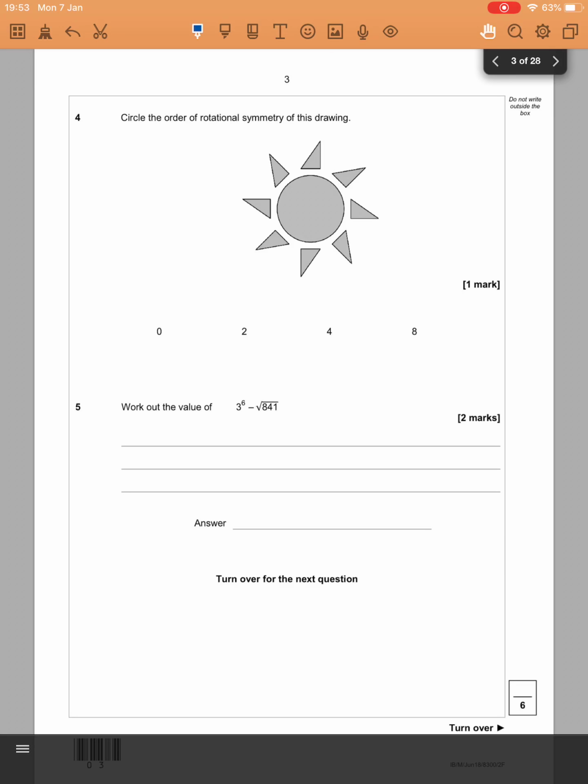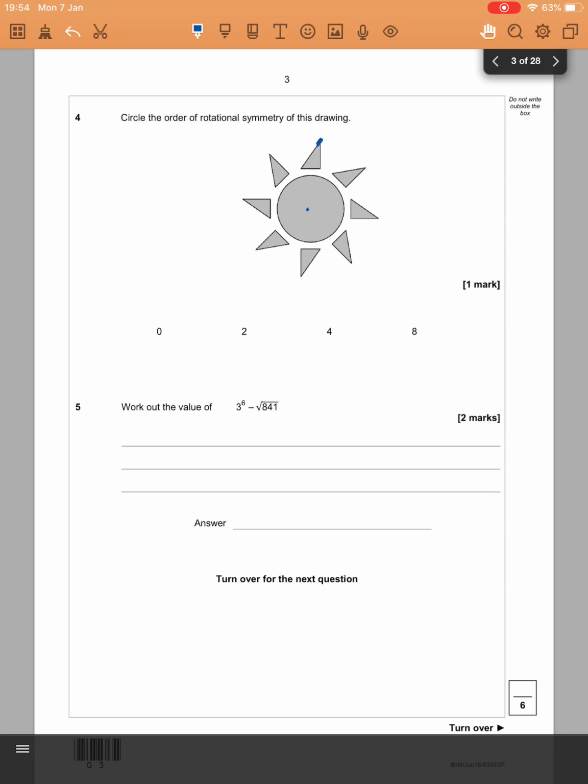Question 4. Circle the order of rotational symmetry of this drawing. So what we're looking for is how many times, during a 360 degree turn, this would look exactly like this. So to do it, you could trace your shape, put a mark on one of the corners there, and then put your pen in the middle, and you could then turn your tracing paper and see how many positions it looks just like that in a 360 degree turn.